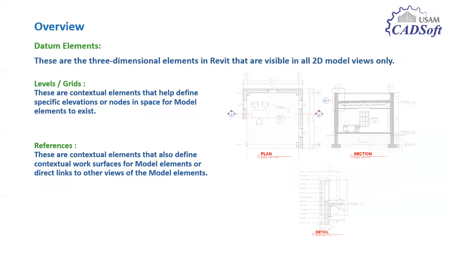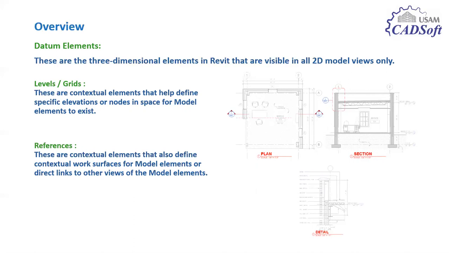Now, coming into the second one, which is the datum elements. Again, datum elements are 3D elements basically, but these are visible only in the 2D views. For example, you have levels and grids, or you have references. These are elements which are basically available in 3D, but you will be able to see them only on the specific 2D views. For example, I'll be able to see the levels in an elevation or in a section view, but the same elevation levels I'll not be able to see them in the floor plans.